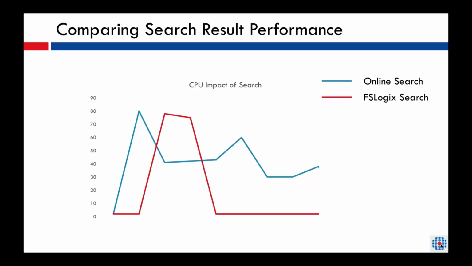So let's compare all this just so that we have a good eye on it. You can see that the online search is the blue line. It's high and consistent, whereas the FSLogix search is an instantaneous impact and then drops off. As we start to think about that, that definitely changes how we're designing, right? We can accommodate those spikes. We don't want to have consistent CPU utilization.